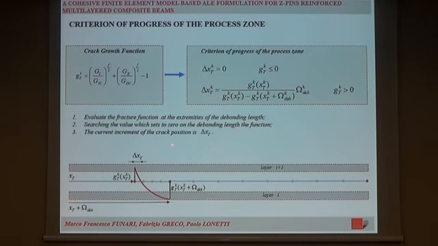Well, very important is to talk about the criterion of progress of the process zone. In particular, we have implemented an iterative procedure formed by three phases. At first, I evaluate the fracture function at the extremities of the omega depth region. Subsequently, I search the value which sets this function to 0 on the bonding length. The correct increment of the crack position is this delta xt. This procedure is repeated for each time step.